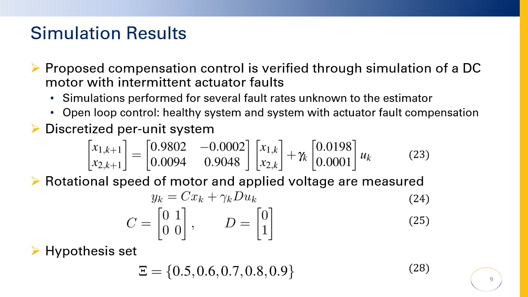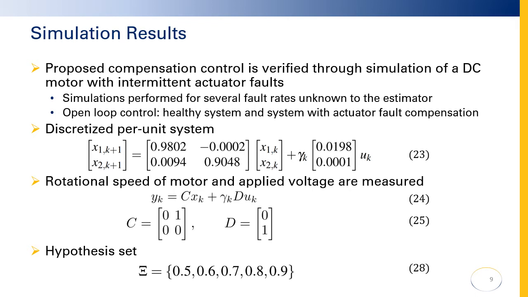The discretized per-unit DC motor model is given in 23, where x1 is the phase current, x2 is the rotational speed, and UK is the commanded terminal voltage. The rotational speed and the voltage applied to the motor terminals are measured as shown in 24 and 25.